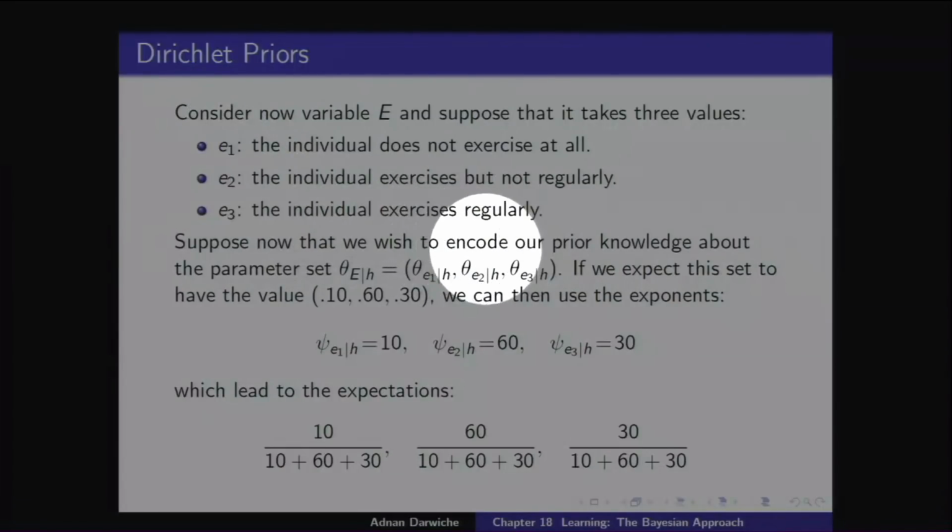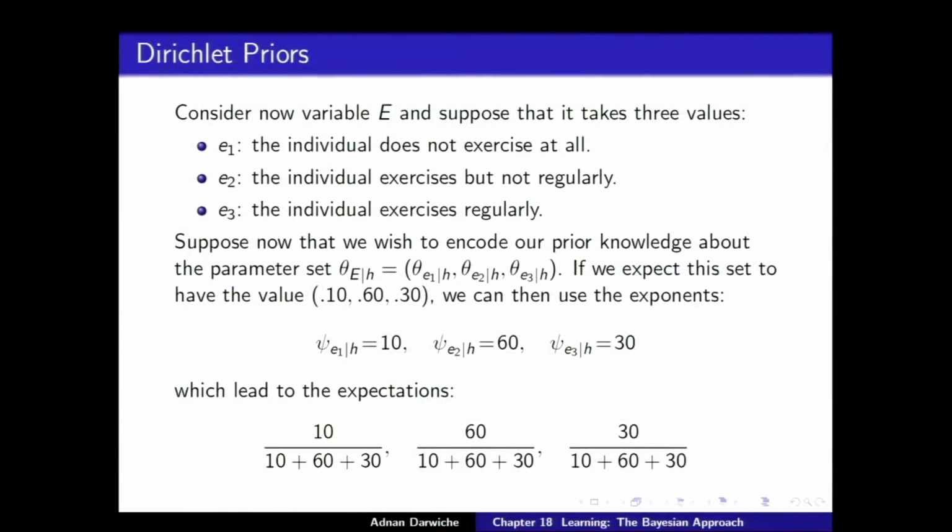And if I need to have a Dirichlet prior over that, then I need three exponents, one for each. So let's say these are the exponents, 10, 60, and 30. Then in this case, you can see what that would lead to. This is the expected value of the first component, this is the expected value of the second component, and that's the expected value of the third component. Again, 10 plus 60 plus 30 is the equivalent sample size in that particular case. So far, it's basically straightforward.